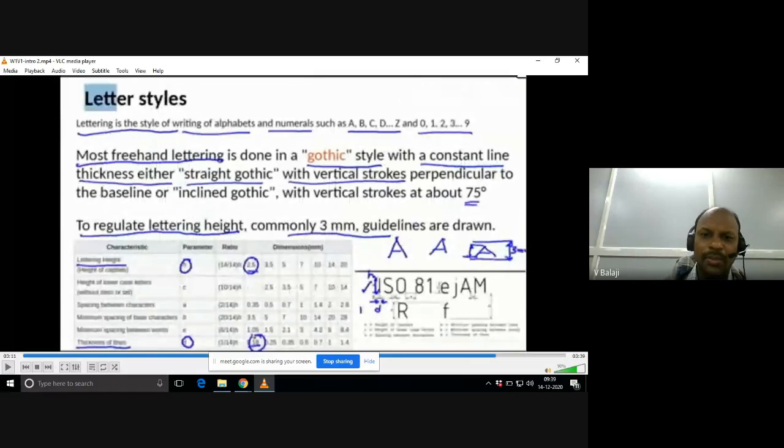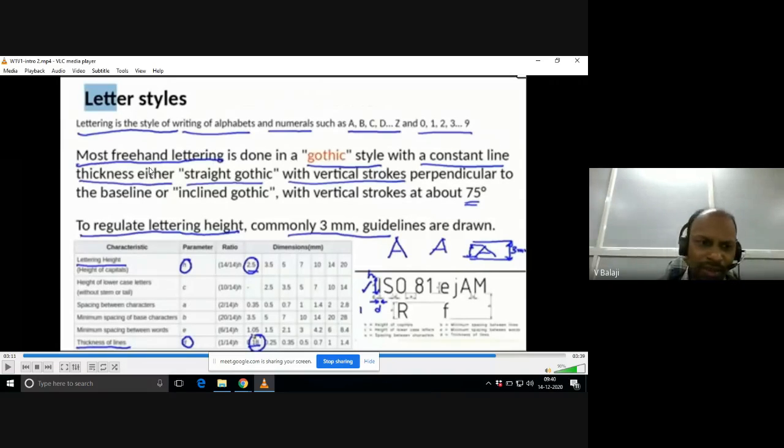Now coming to the letter styles. We have numerical values and we have alphabets. To write anything on the drawing sheet, there are some standards. You can find these standards in any textbook. Suppose you want to write capital A, what is the angle of this slant line? What is the total width of that letter, the total height of that letter, and the ratio between height and width? Everything is there.